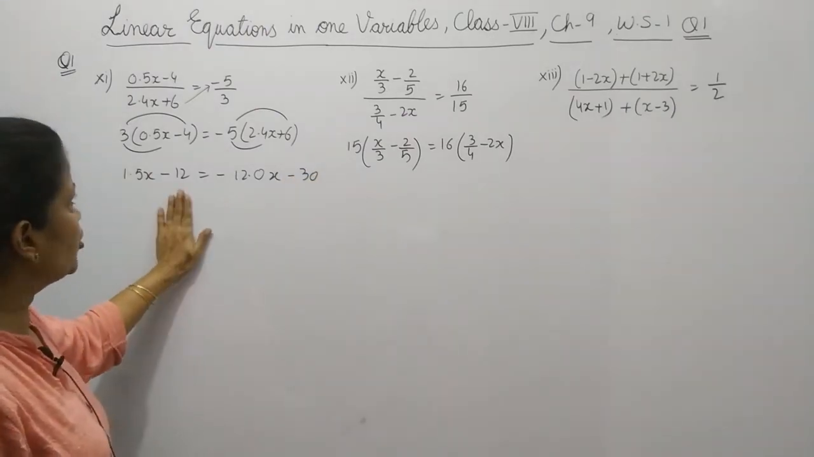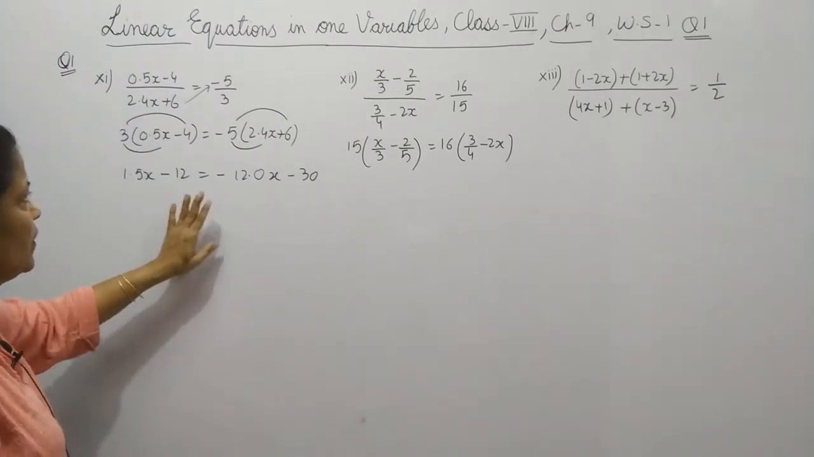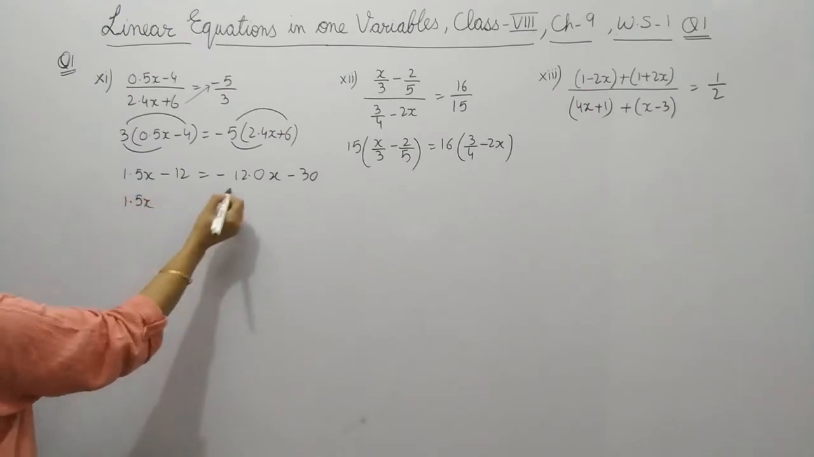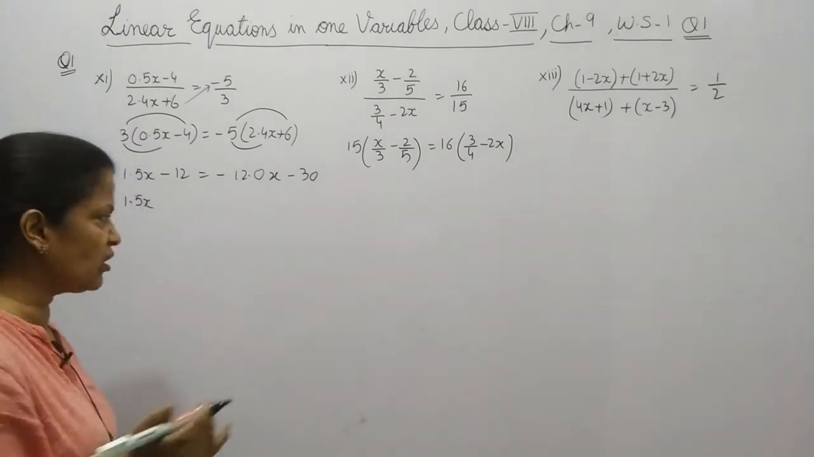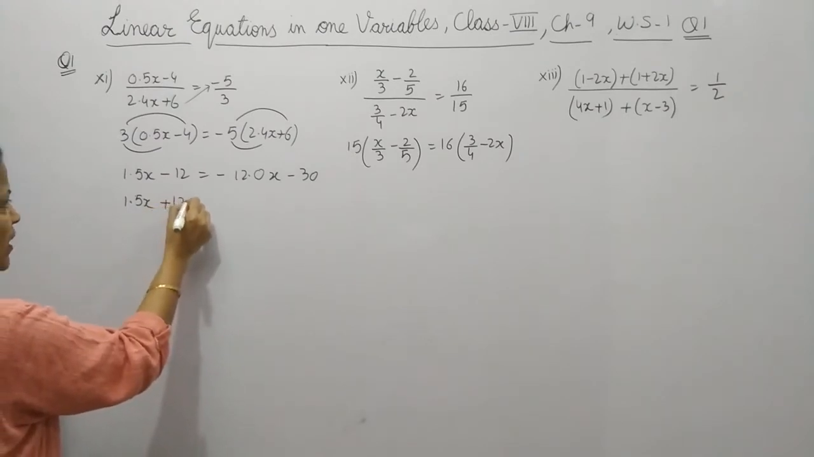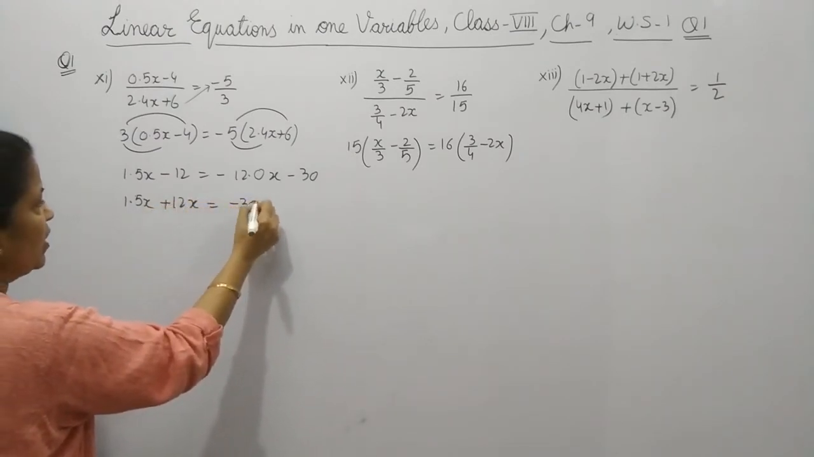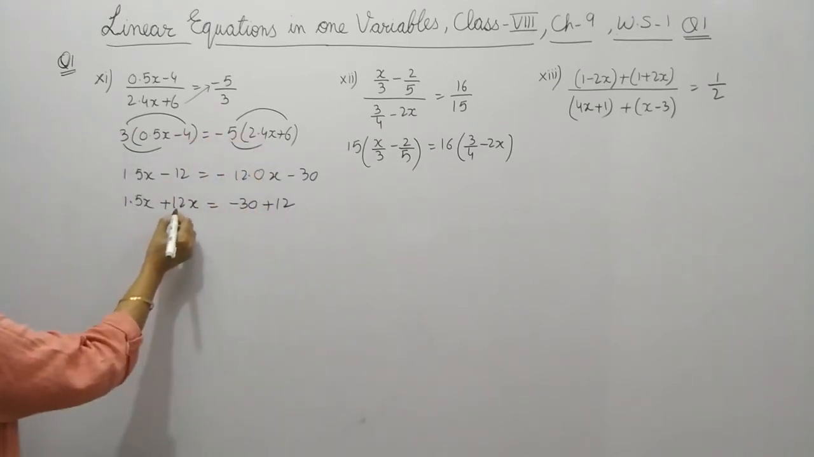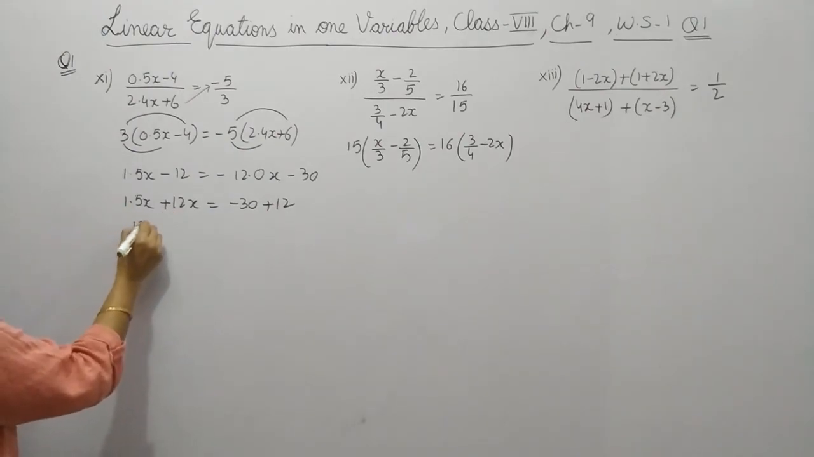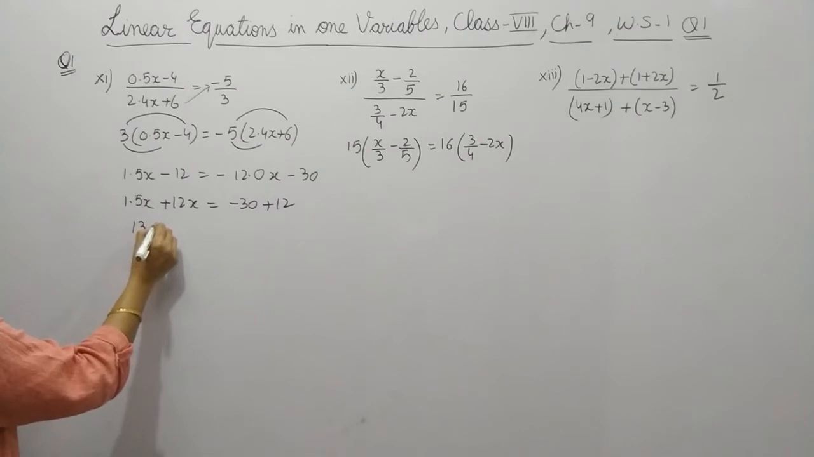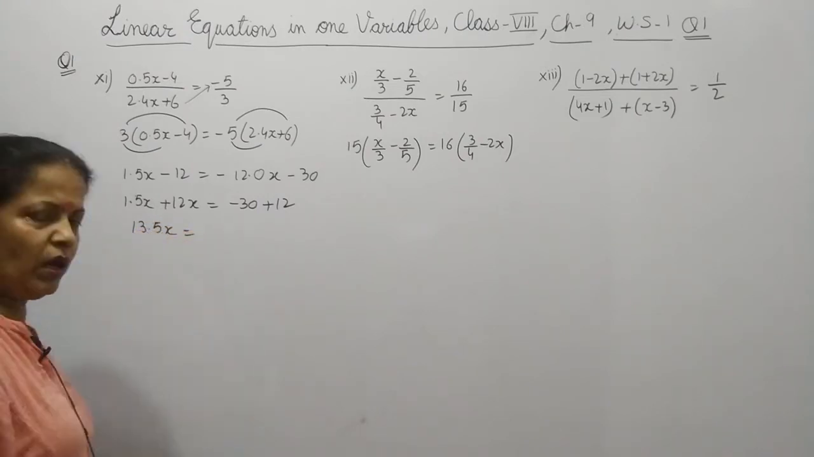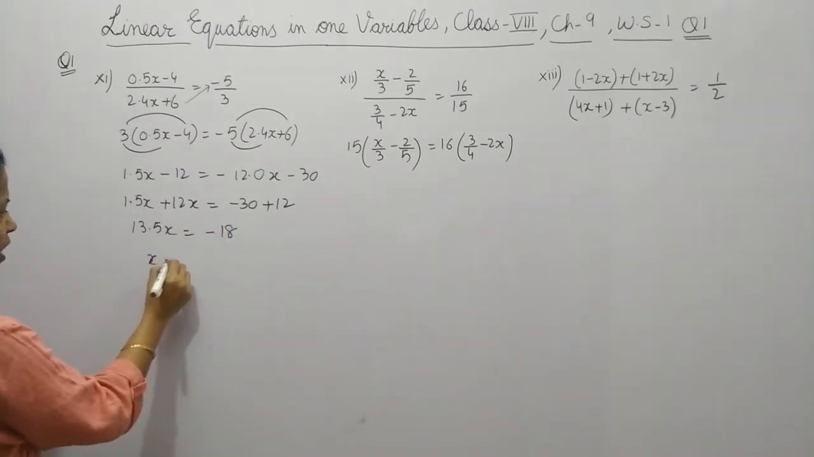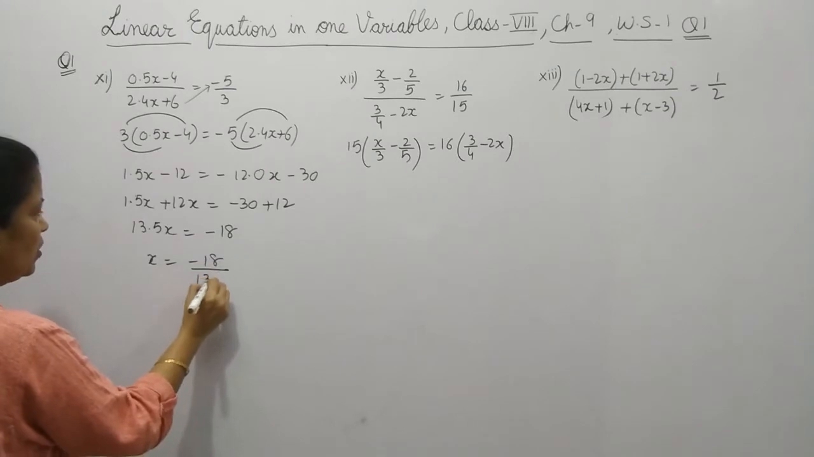Now what should be the next step? You have to shift the terms on the same side. So 1.5x, this minus 12.0 or minus 12 is one and the same thing. So it will become plus 12x equal minus 30, and shift minus 12 on the other side, so it will become plus 12. So 12 plus 1.5x will become 13.5x equal, what should it be? Minus 18. So x equal minus 18 upon 13.5.